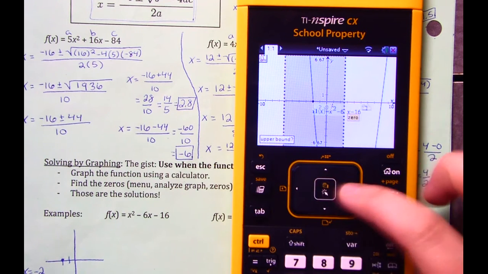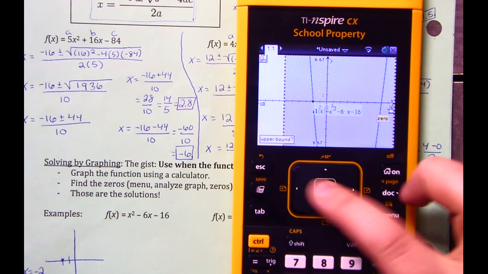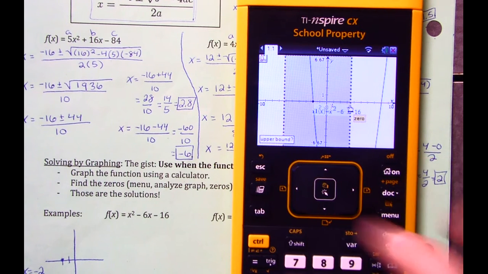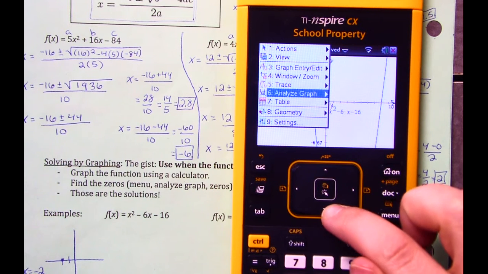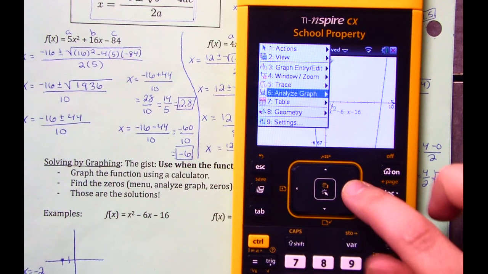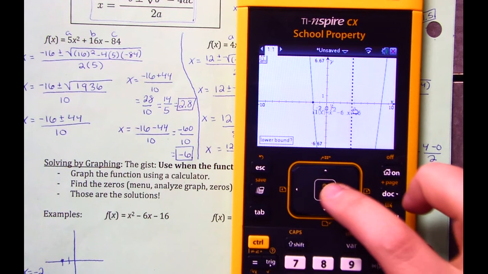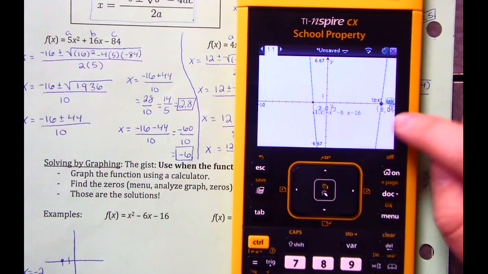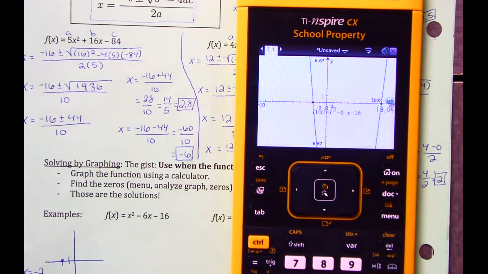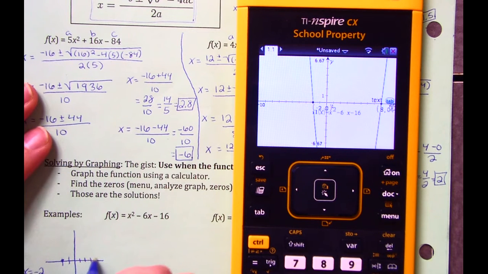And the other one looks like you can only do one at a time. So we'll click off of that, and then do it again. Menu, Analyze Graph, Zero, and we'll go to the left of the second one, click, scroll over, and it looks like that one's happening at 8. Right there, it says 8. So, 1, 2, 3, 4, 5, 6, 7, 8. Way up there at x equals 8. If I'm just going to sketch this, it looks something like that.